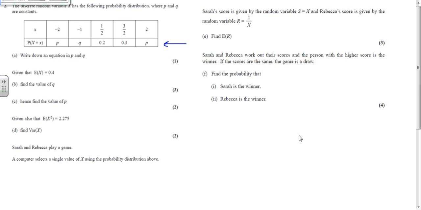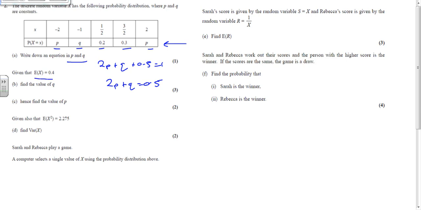So it says here, write down an equation in terms of P and Q. So we've got all these things here that add together to make 1. So we add that together and simplify. We've got 2P plus Q plus 0.5. That equals 1. So if we tie that up a little bit, we've got 2P plus Q equals 0.5. And that's our first mark.